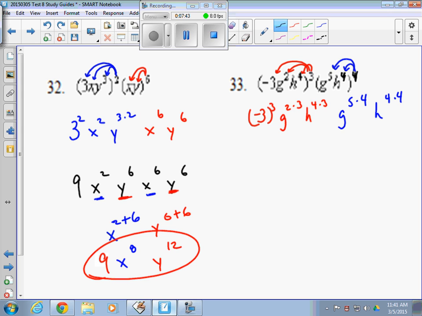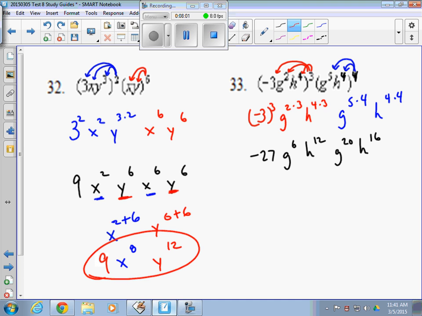Simplify all this. Negative 3 to the 3rd is negative 3 times negative 3 is positive 9 times negative 3 is negative 27. G to the 2 times 3 is g to the 6th. H to the 4 times 3 is h to the 12th. G to the 5 times 4 is g to the 20th. H to the 4 times 4 is h to the 16th.